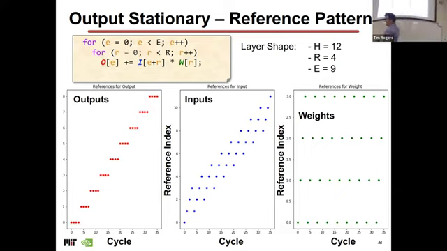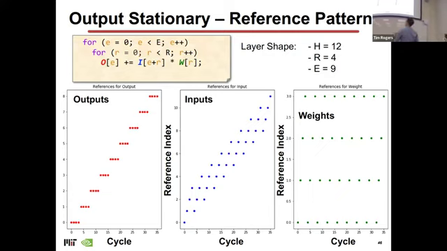And then the y-axis is the individual elements of each of the 3 flavors. Okay, so there's 8 outputs. That means that there's 8 y values on the first graph. There are 12 inputs, so there's 12 y values on the second graph, and then there are 4 weights. So then there's 4 weight values on the third graph.